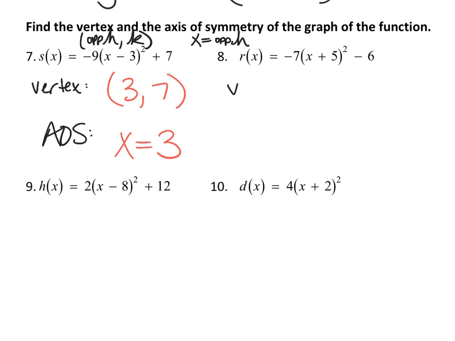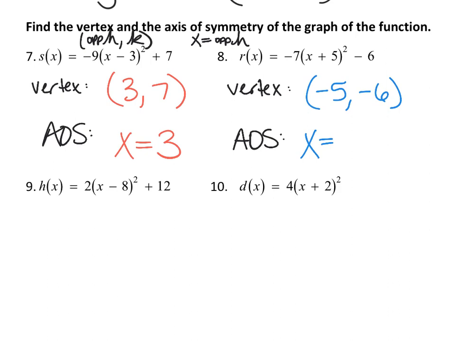So let's go over the vertex and axis of symmetry for 8. What did y'all get for the vertex? -5 and -6, because remember it has to be the opposite of the H that you see. There's a +5 in there, which means your H is a -5. That makes the axis of symmetry x equals -5. We check our work. It should be exactly what we see in Desmos.